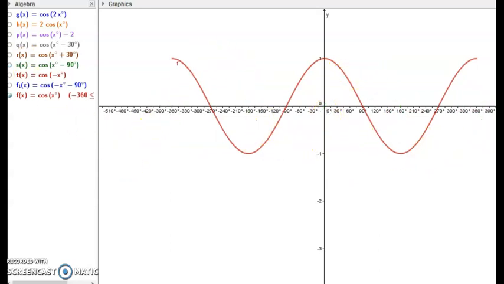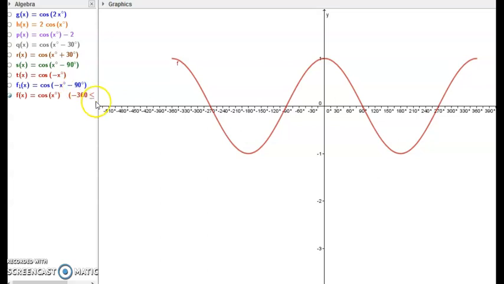Last but not least, when we work with the cos of negative x graph, cos of negative x is in the fourth quadrant, where cos is positive. Therefore, the graph remains exactly the same.